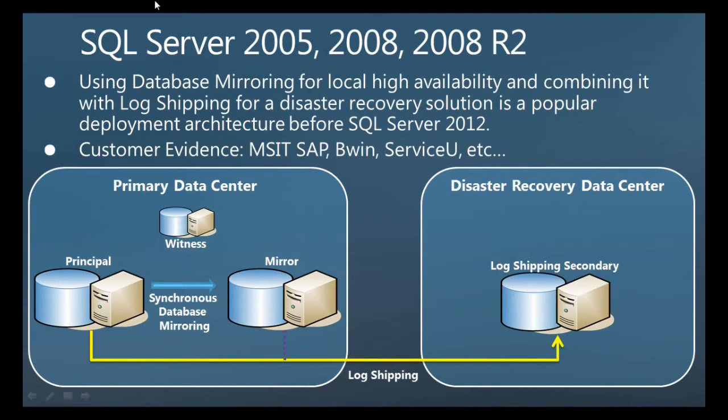So in this solution, you can see that you have the primary data center with your principal and a mirror. You have another witness server, which allows you to have automatic failover between your principal and the mirror. The log shipping goes to your DR side. It will be delayed-applied to your DR side secondaries. It's a very common solution before.